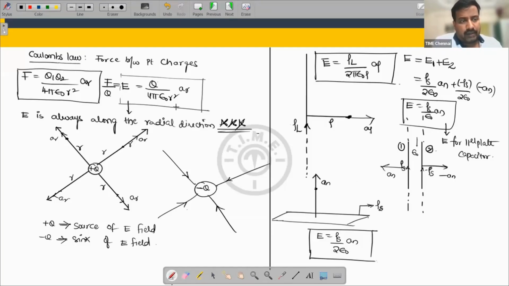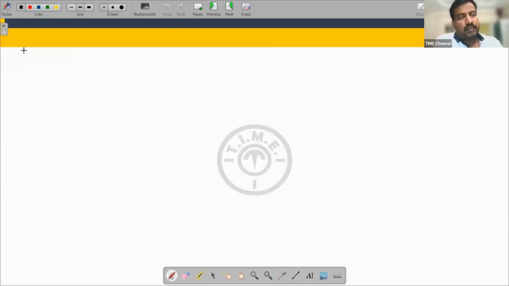Now, on the counterpart, as you have Coulomb's law here, we have Biot-Savart law. And according to Biot-Savart law, consider Biot-Savart law.